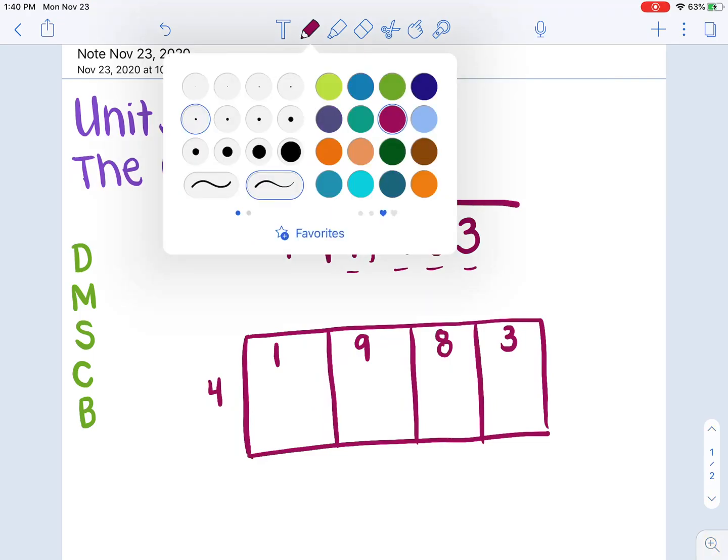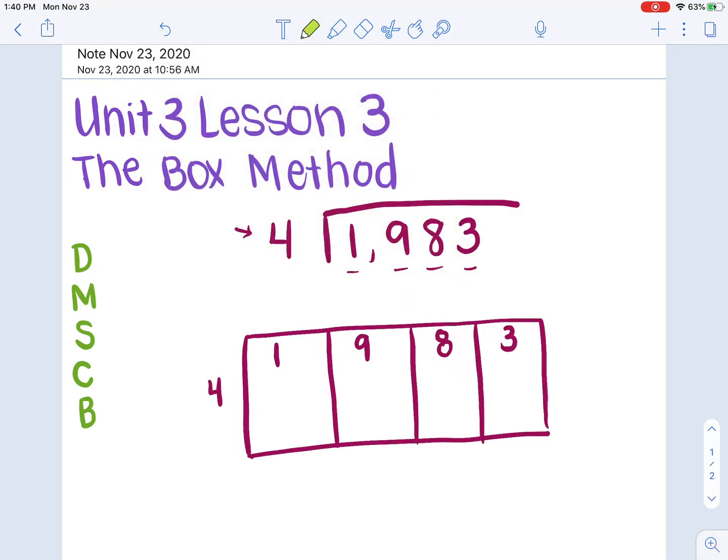Now that you have that set up, let's get started. My first step is divide. Oh no, 1 can't be divided into 4 people. What do I do? Well, it can be just 0 times, right? So dividing is 0. Then I'm going to multiply.